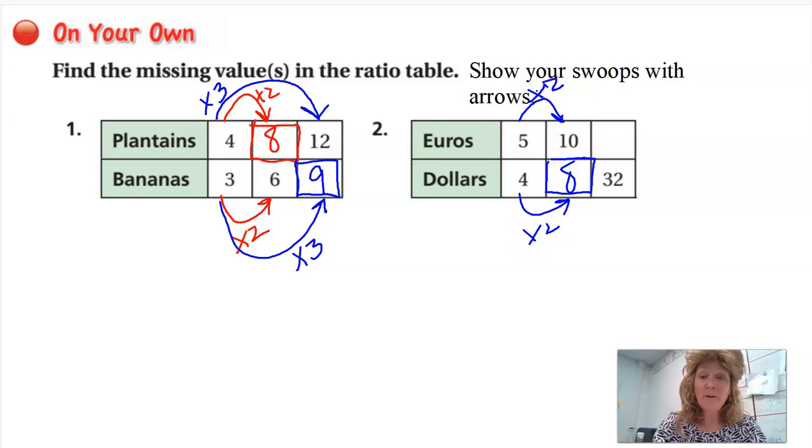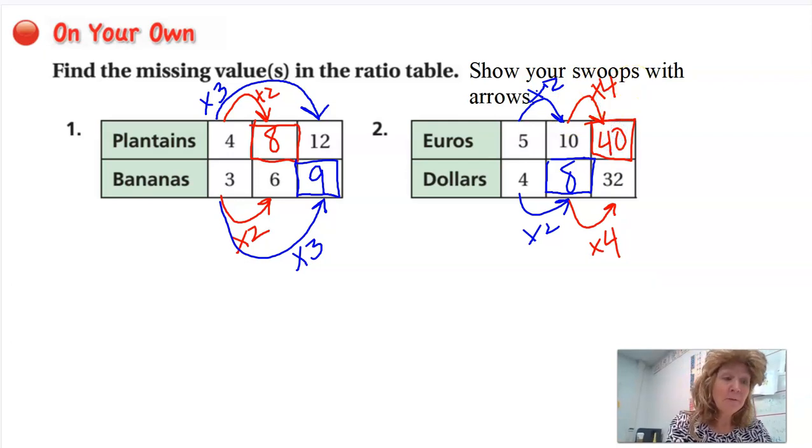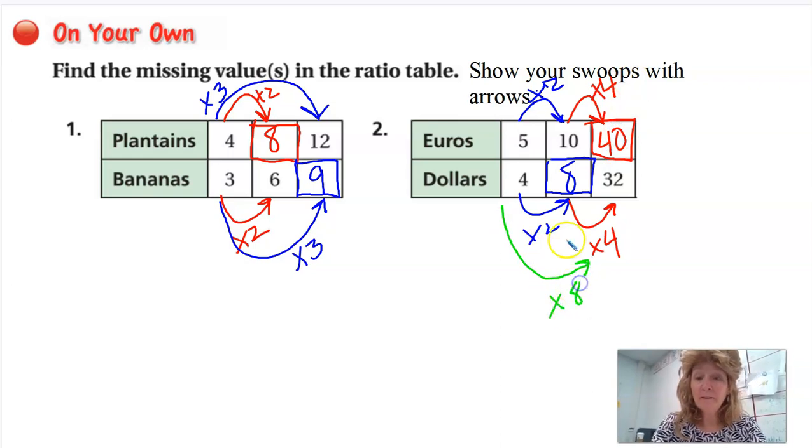And then in the second row, I'm missing the euros. If I had dollars, now this time I've got a choice. I could go from 4 to 32, which is times 8, or I could go from 8 to 32, which is times 4. I'm going to choose the times 4 because it's easier for me. Times 4 is 40. But I'm going to show you, you would get the same answer if you did times 8. 4 times 8 is 32, and 5 times 8 is 40.